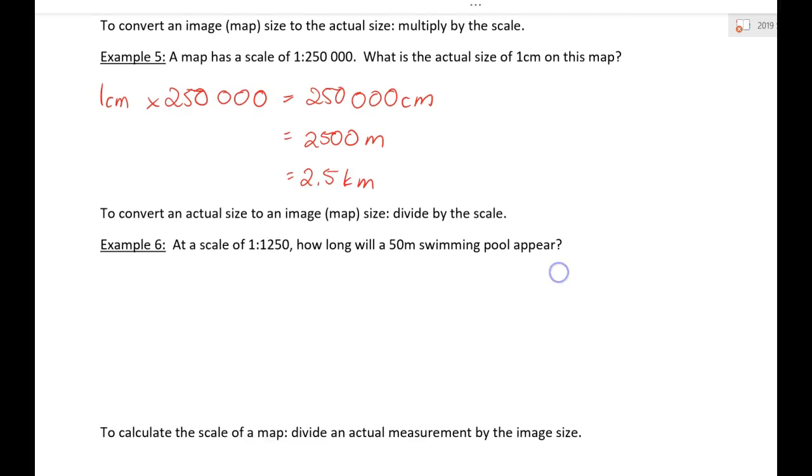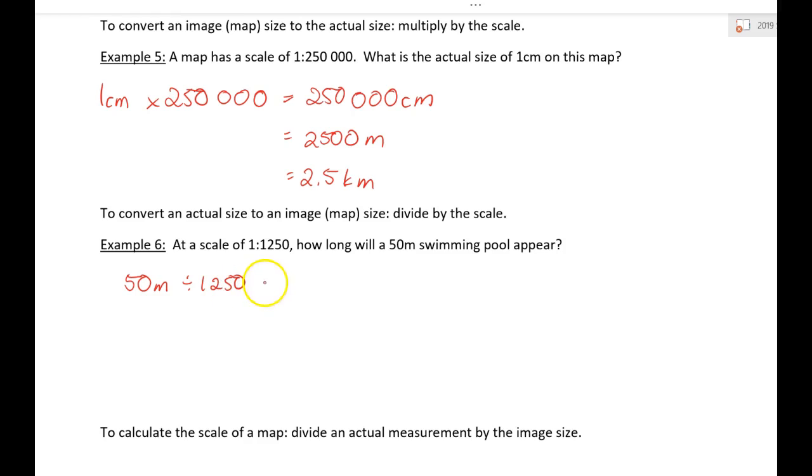Now here we go. A scale of 1 to 1,250. How long will a 50 metre swimming pool appear? It's going to be less than 50 metres, quite a lot smaller than that. I need to divide my actual size by my scale. So I need 50 metres divided by 1,250.